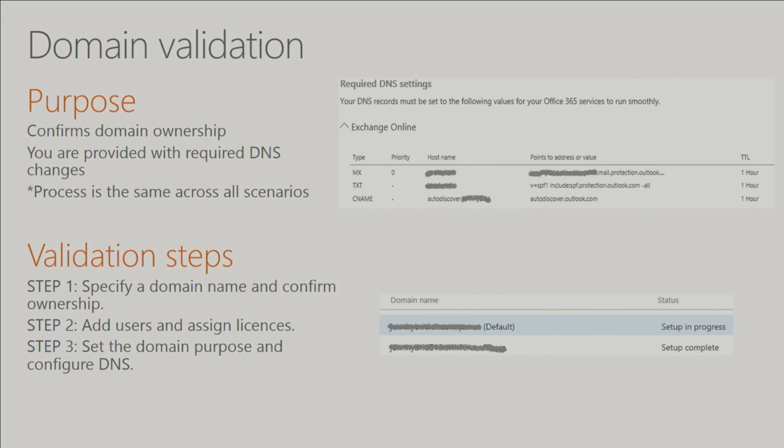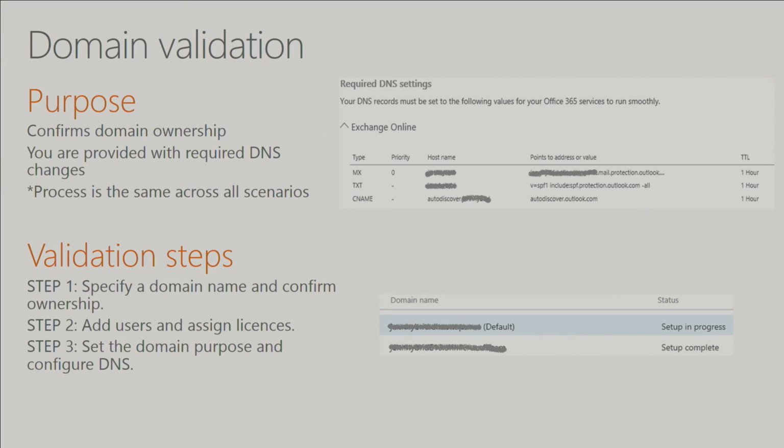You've done all that connection configuration. It's now time to validate the domain. Really, the whole idea of validating the domain is to make sure that you actually own your domain so that nobody can hijack your mail. You are provided with the required DNS changes, as you can see in the top right-hand corner of the screenshot there. No matter what scenario you're in, you will be required to validate your domain.